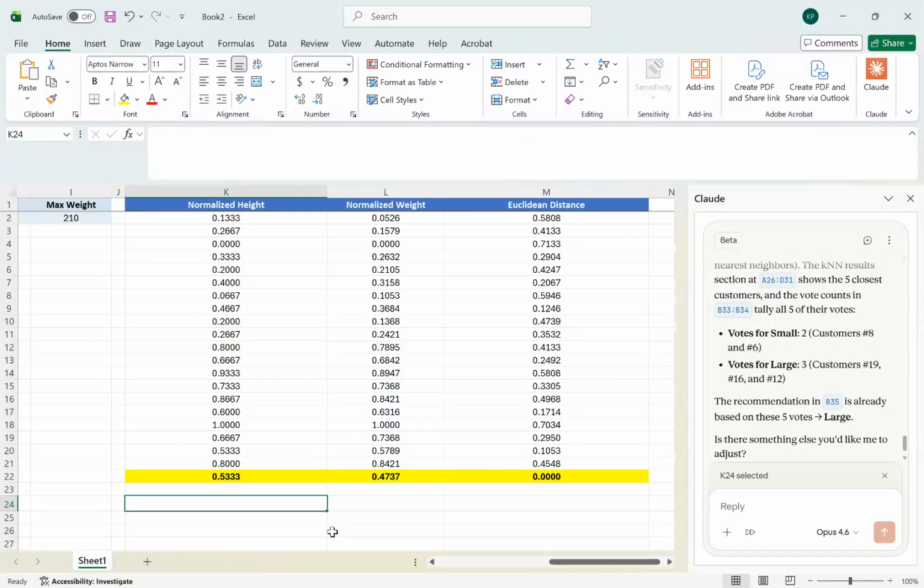And one other way of checking which k is best is, we'll do that in this case as well for k of 5.